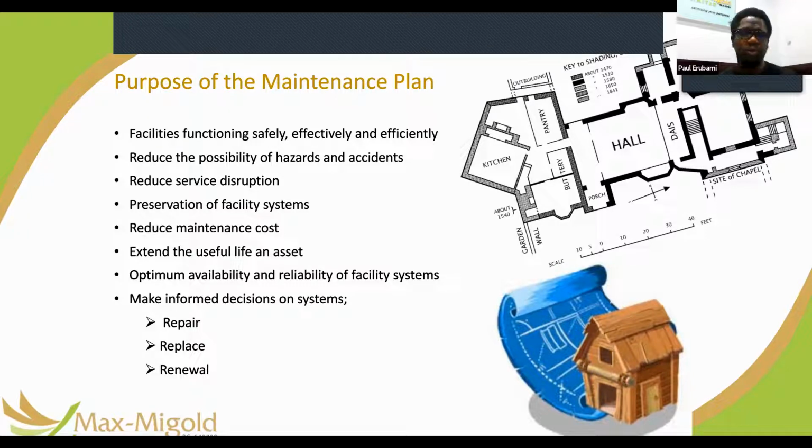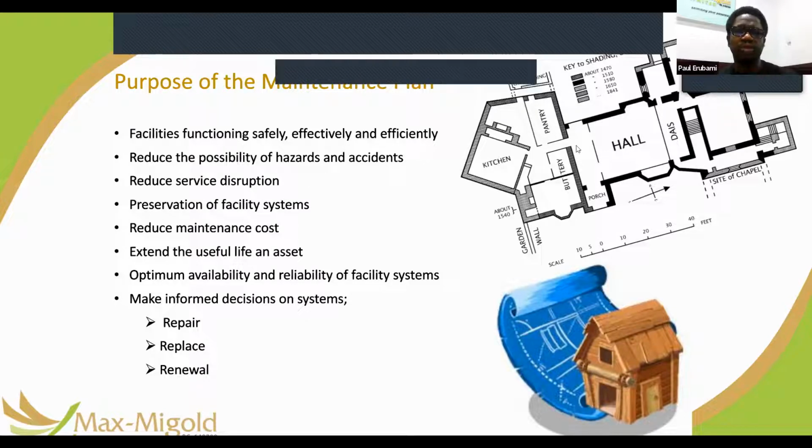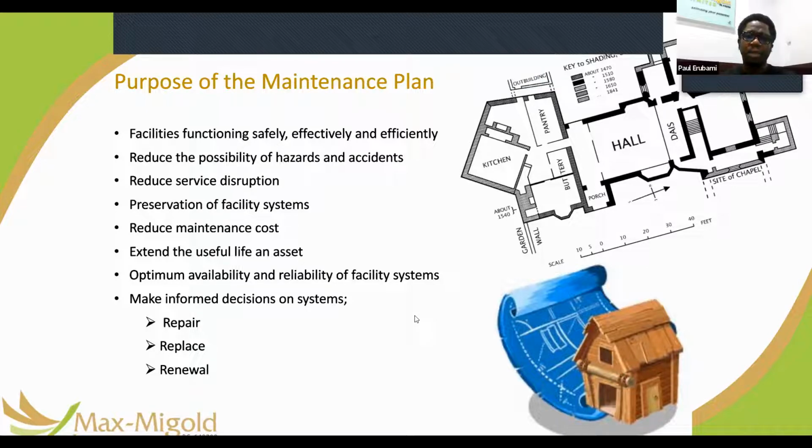Service disruption, of course, will be reduced or eliminated. Facility systems will be preserved. Okay, the asset value will be maintained. Deterioration will be slowed down deliberately because you have a maintenance plan and you are acting on it. And then maintenance costs could be a big factor for most organizations, where you have a certain margin of profitability from the business you are doing.